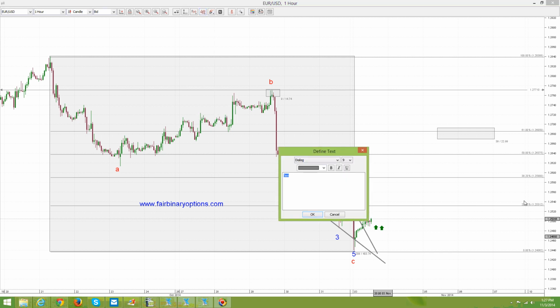Remember, the main economic releases of the week are going to come on Thursday with the ECB, the European Central Bank, and on Friday with the NFP, the non-farm payroll. So let's write here that I'm buying call options with end of week expiration date based on both technical, if you want, and fundamentals.